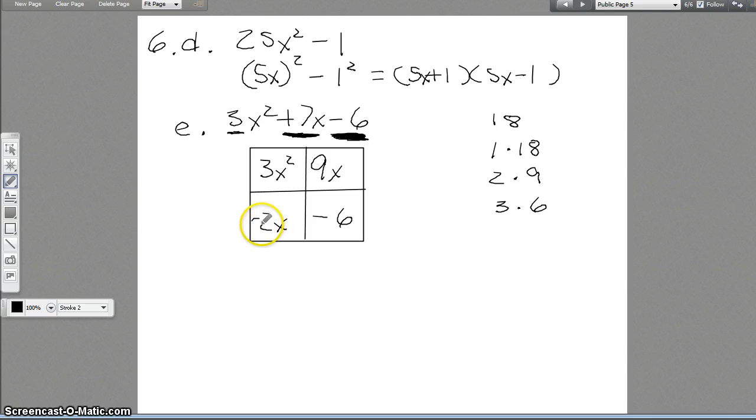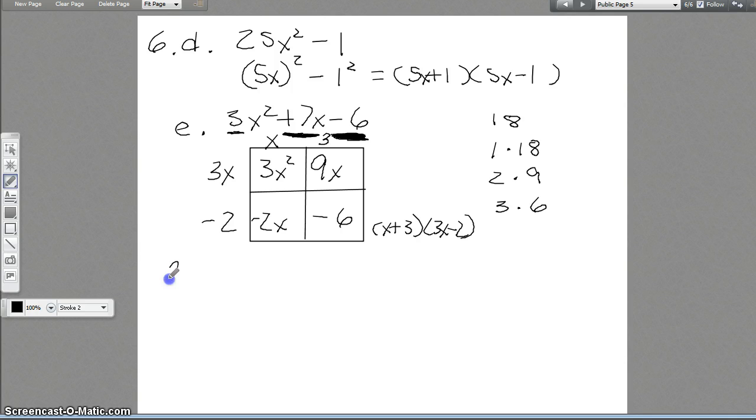Then for each row and column, we need to find the greatest common factor. Greatest common factor in the first row is 3x. Greatest common factor in the bottom row is negative 2. In the first column, the greatest common factor is x. In the second column, the greatest common factor is 3. So to factor this equation, we need x plus 3 times 3x minus 2.